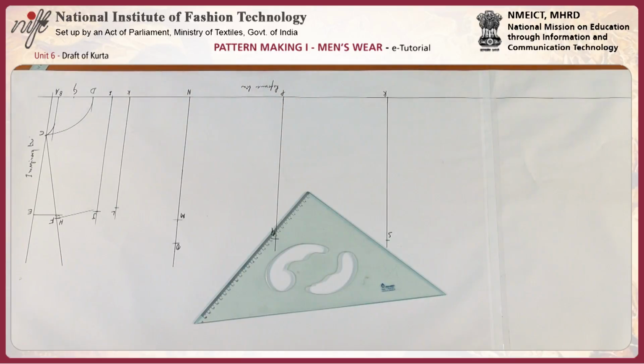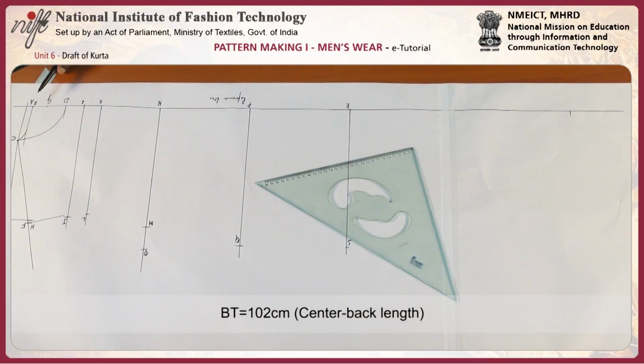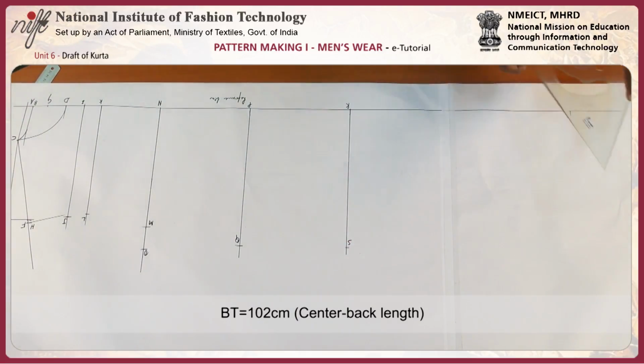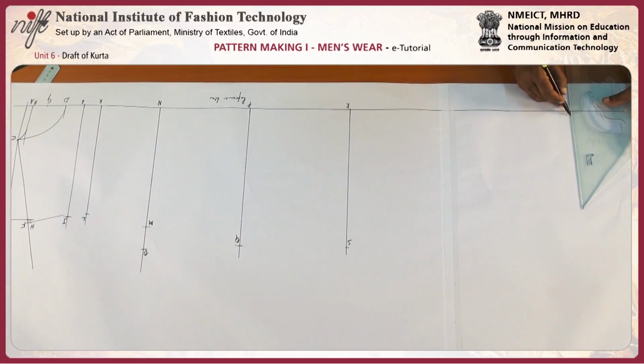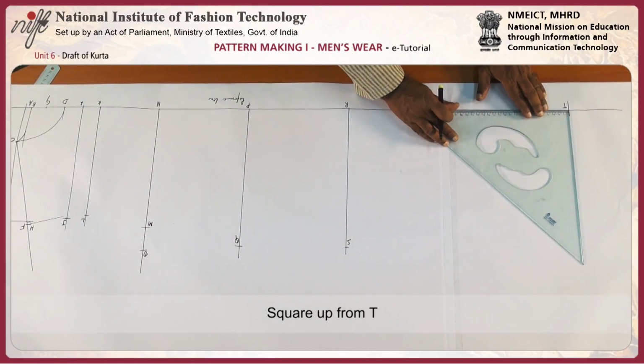Now, from point B to T is the center back length, 102 centimeter. From T, square out.